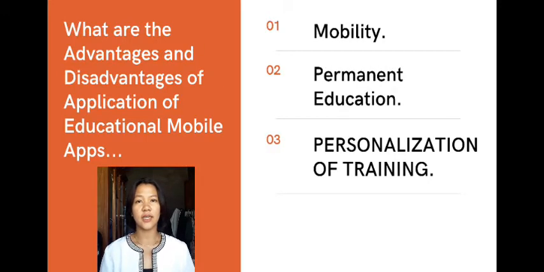Personalization of training. Mobile applications provide the student with the ability to independently choose the content of certain courses, the level of difficulty, and other content, and also advance to the next level of difficulty depending on personal preference and acquired knowledge. Independently evaluate results and perform additional tasks to consolidate the material.